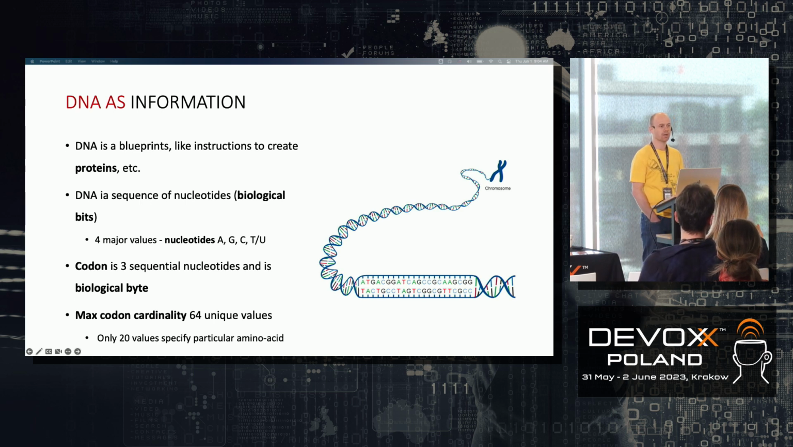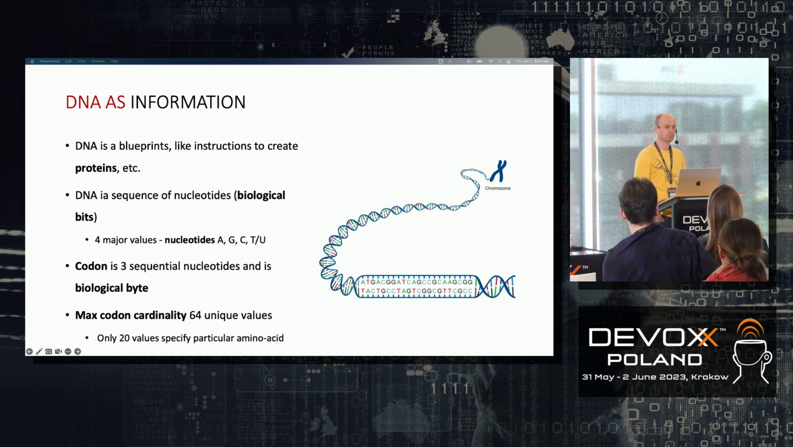Nature had to invent how to represent a biological bit of information, the least piece of information. It actually has 4 values. Nature registered 4 values for the biological bit, and those values are called nucleotides. Also, nature had to invent a biological byte of information called a codon.